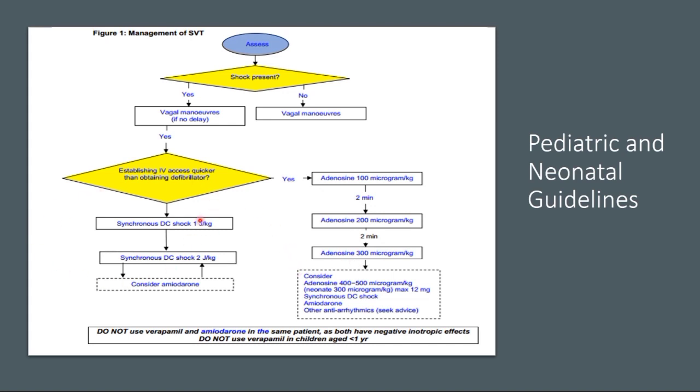If the defibrillator is nearby and we have no delay in time, then we give synchronized DC cardioversion with 1 joule per kg. Then increase the joules to 2, and then we can consider amiodarone. And if the adenosine is not working, then we can go for the synchronized shock as well.